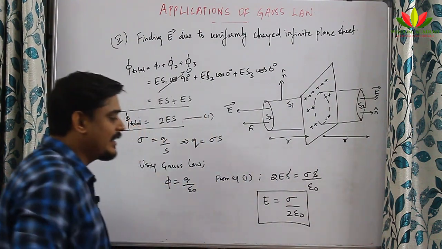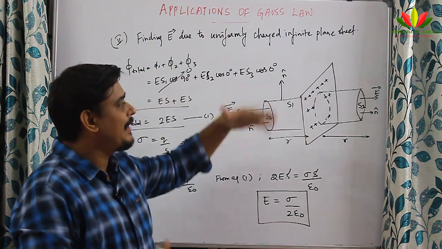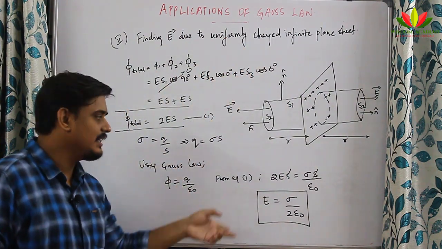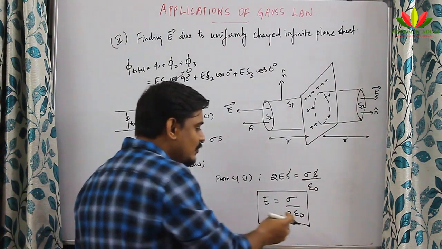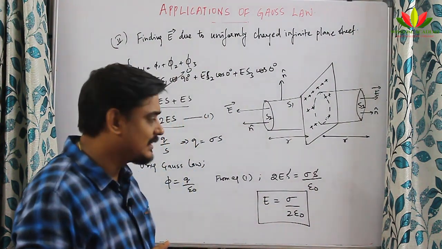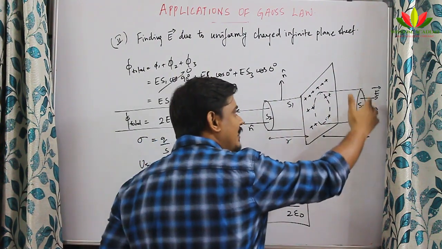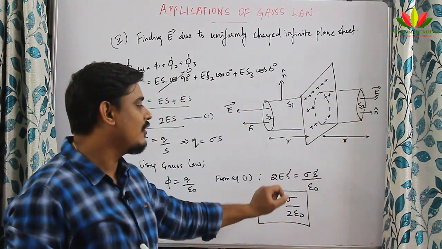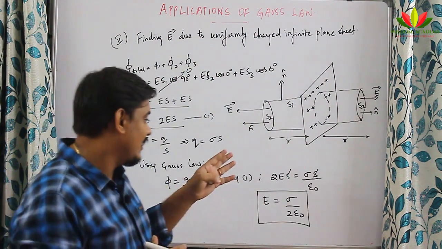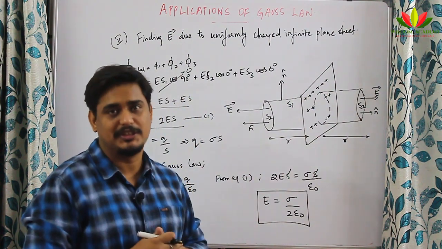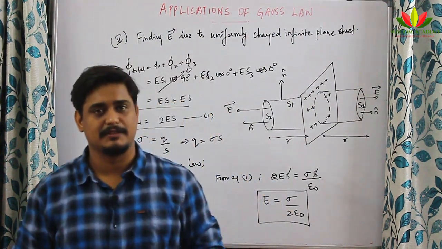So, what I came to know is that the electric field due to an infinite plane sheet which is uniformly charged is sigma by 2 epsilon naught. If you see very carefully, there is nowhere an r value coming. So this electric field is independent of how much distance you are going. Whether you are at this point or at a very far point, this value will not change. It completely depends on the surface charge density and not at all on how far you are from the sheet. This is the value of electric field due to a uniformly charged infinite plane sheet.